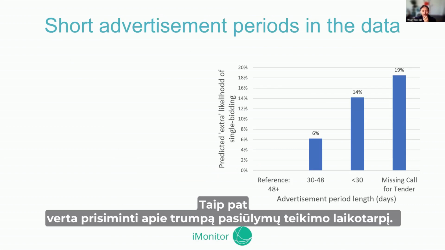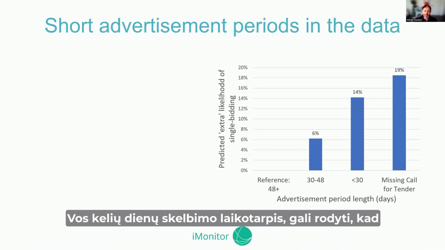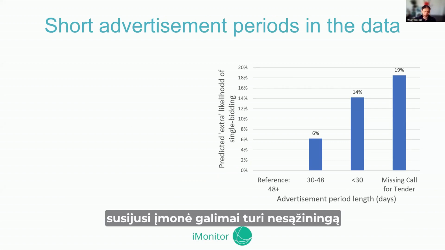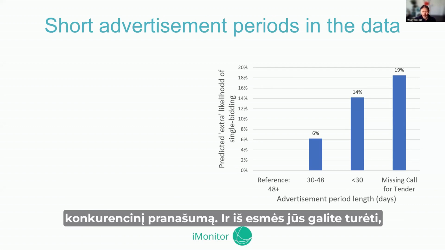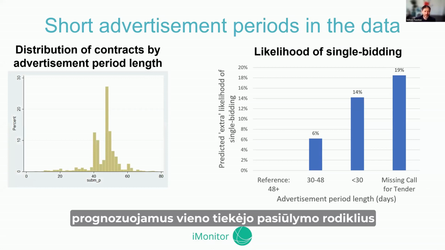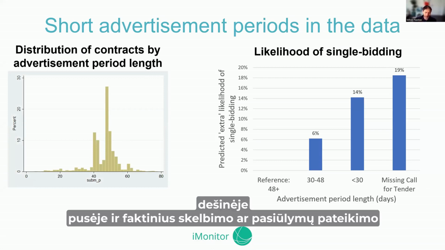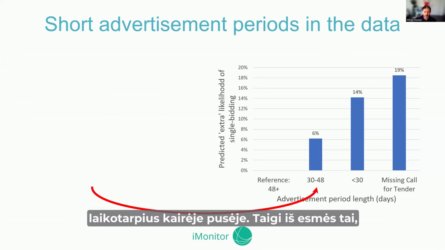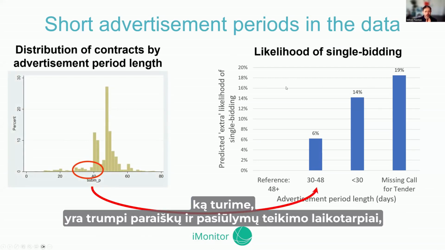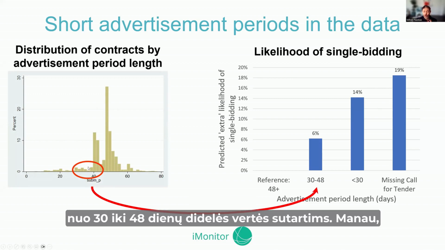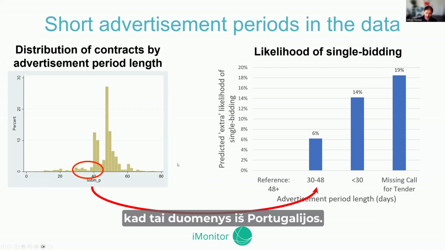Okay, I can also go back to short advertisements. Remember, advertising for a very few days is something where the connected firm can have an unfair competitive advantage. And basically, you can have predicted single bidding rates on the right-hand side and the actual advertisement or submission periods on the left-hand side. So basically, what you have is short advertisement periods, 30 to 48 days for high-value contracts. I believe this is data from Portugal. And you have single bidding rate 6% above the reference, so the national average.